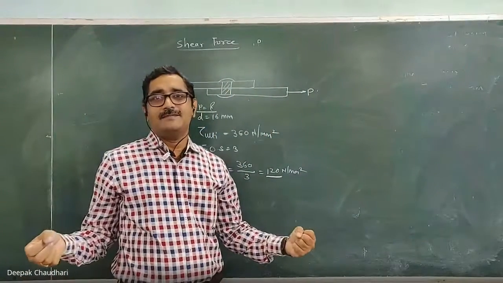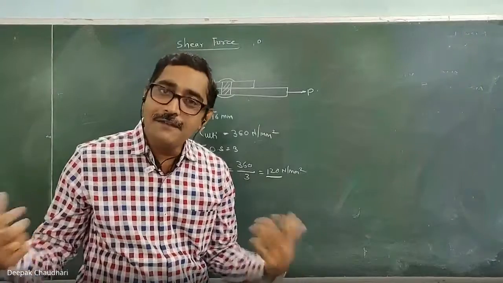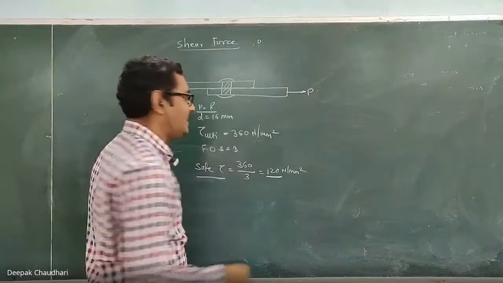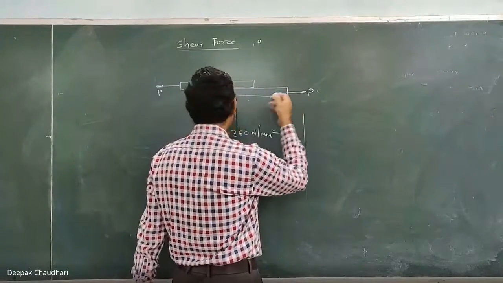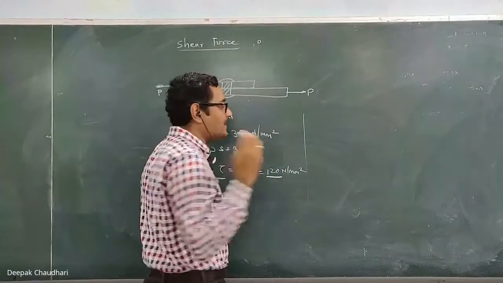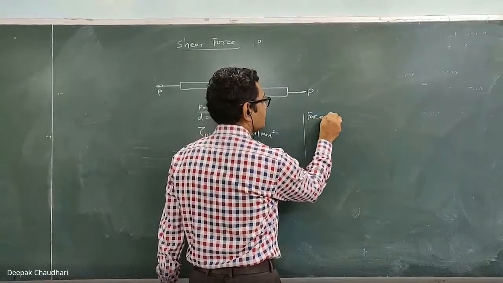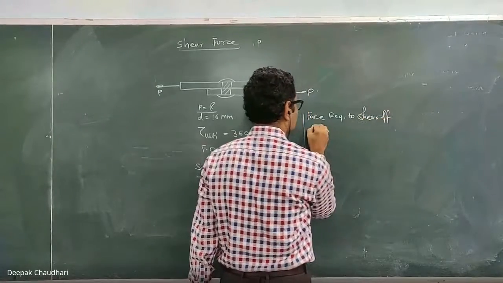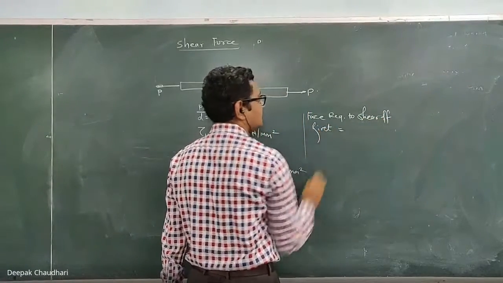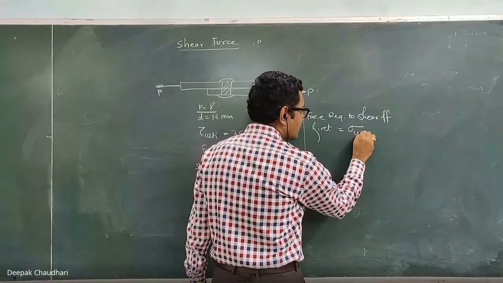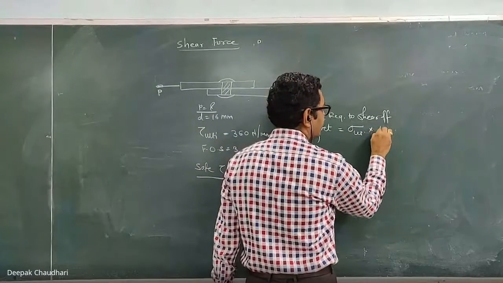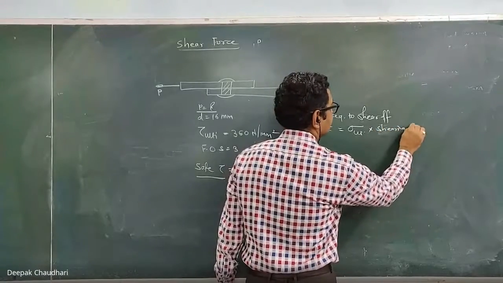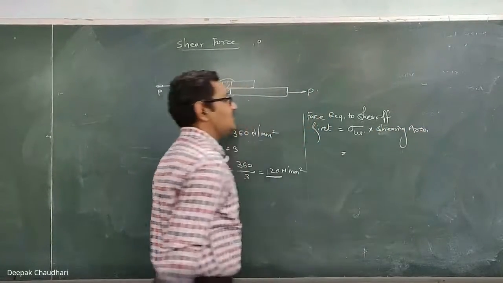Since we are shearing the rivet, this is the process of failing the rivet, and since it is a failure, you have to take the ultimate stress here. So to calculate the maximum force P required to shear off the rivet, the force required is equal to the ultimate stress into the resisting area, or I can say the shearing area.